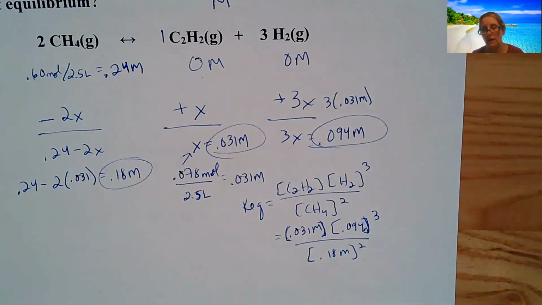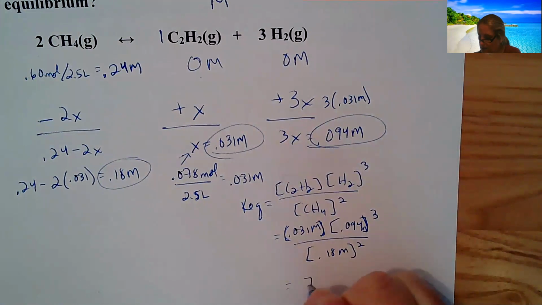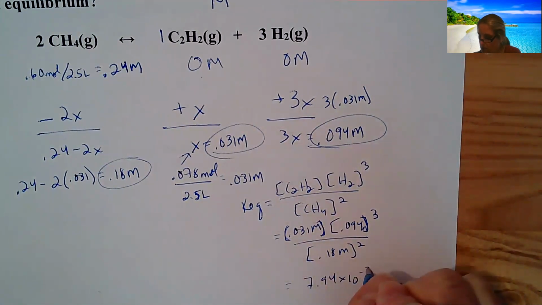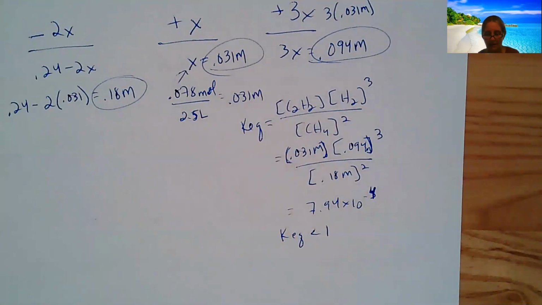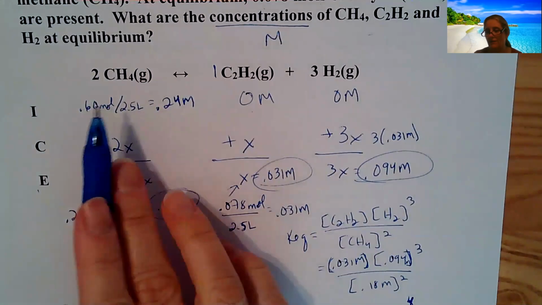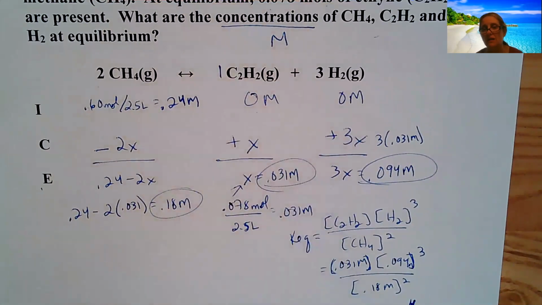Let's see if I can do the numbers here. All right, so I get a very small number to the -4th. So this KEQ is less than 1. This KEQ is less than 1, so I know my reactants are favored. So I know it stays more as methane than it does this.